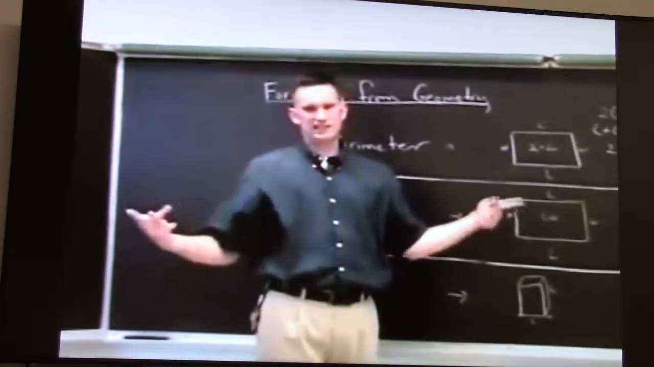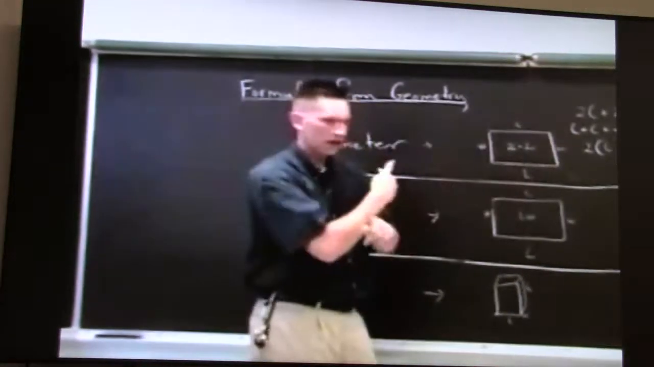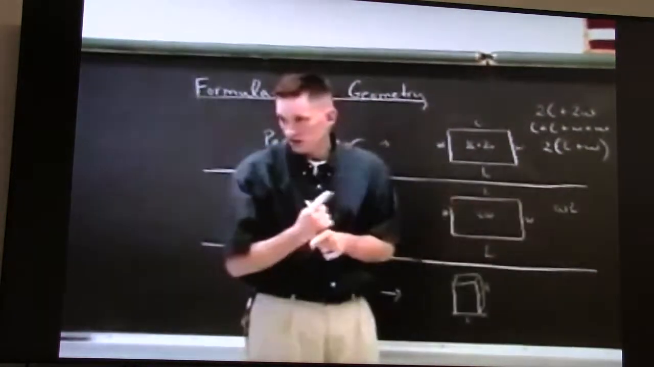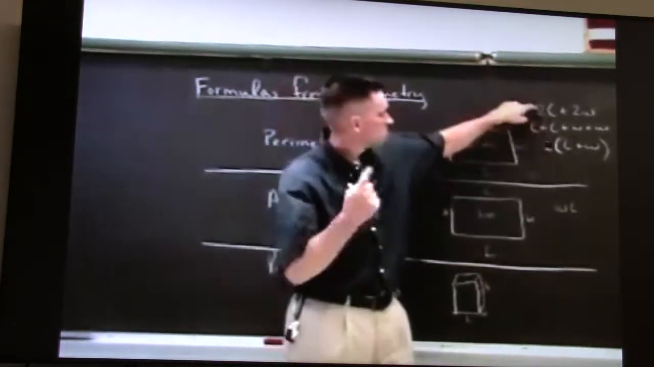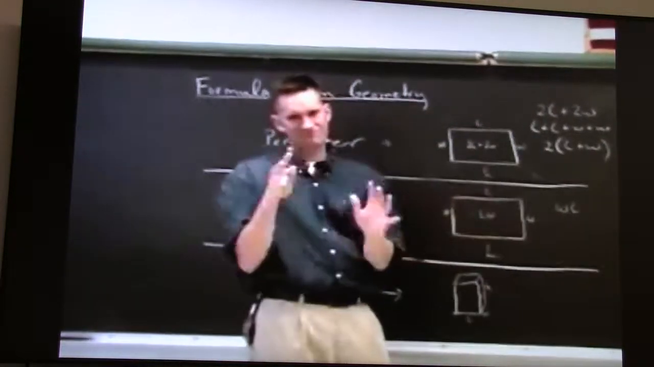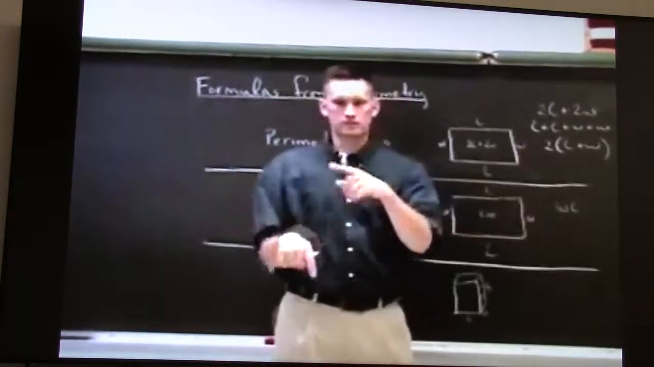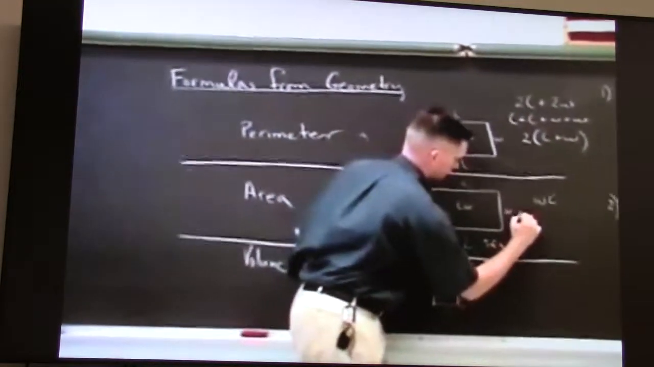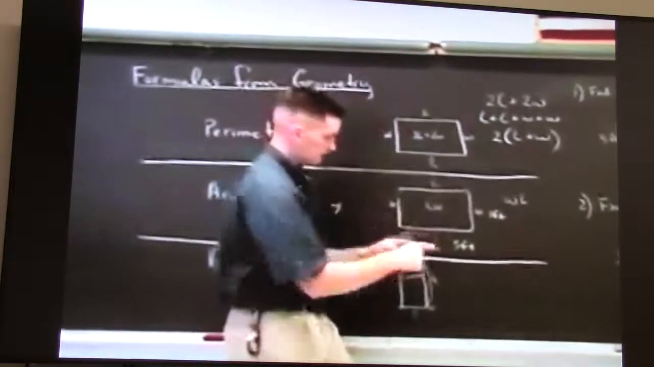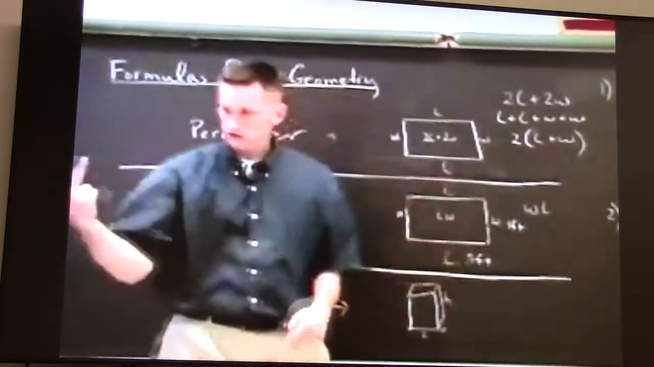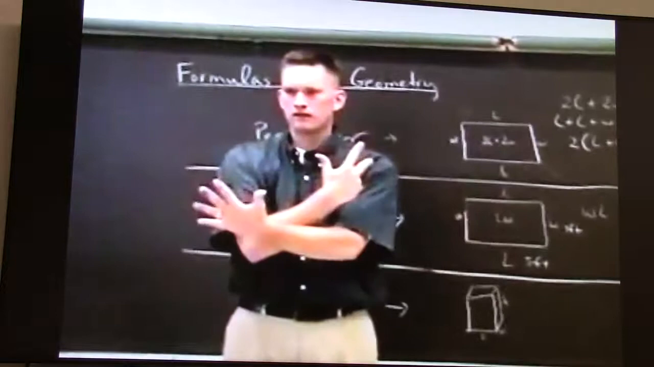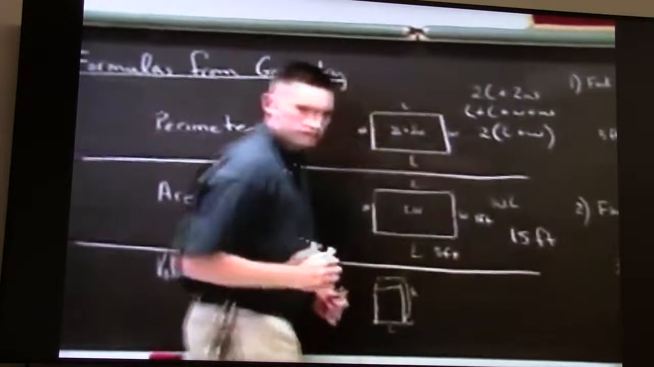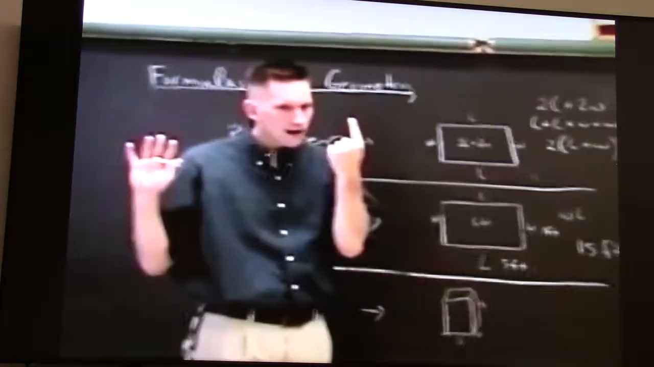So for area, there's only one way to do it. You take the length times width, or width times length. And that's really the only formula that you can use that'll give you the area. So if you take the length times width, you got 5 times 3, and that would equal 15 feet for the area.